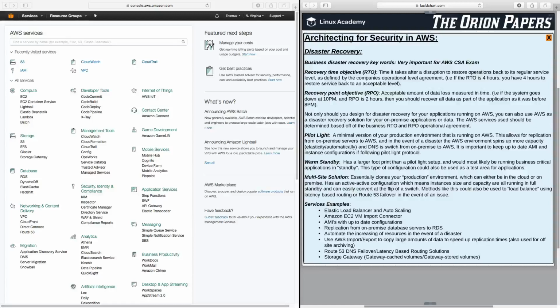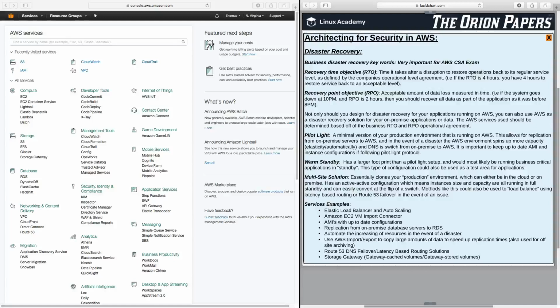So if it goes down at 10, you're expected, when everything is brought back online, to have all the data prior to 8 p.m. So those are recovery time objective and recovery point objective. And again, two key concepts that you should memorize and know extremely well going into the AWS CSA exam. Now, not only should you design for recovery for your applications running on AWS, you can also use AWS as a disaster recovery solution for your on-premise applications or data.